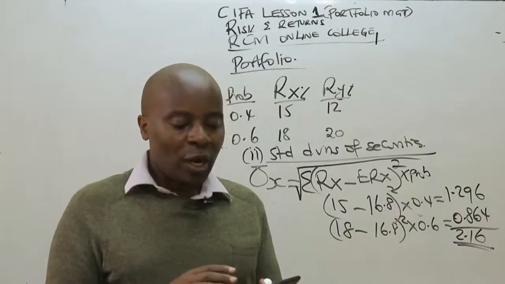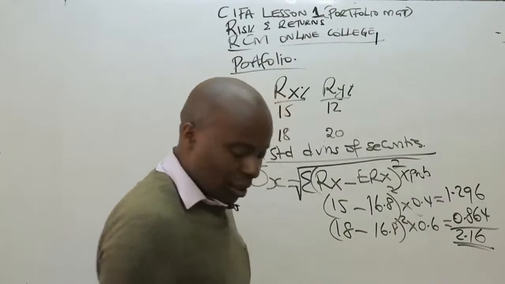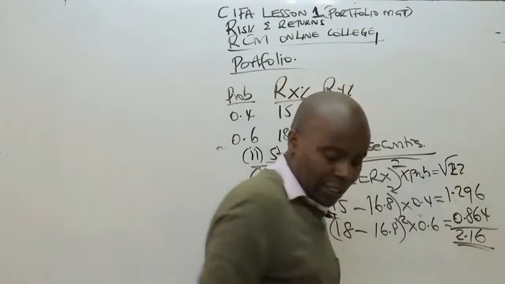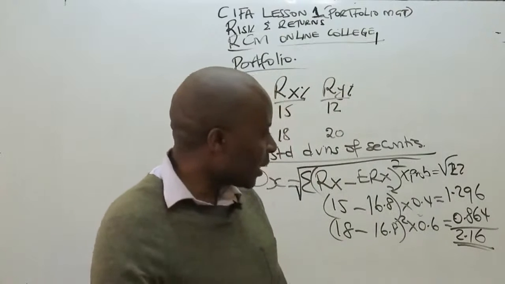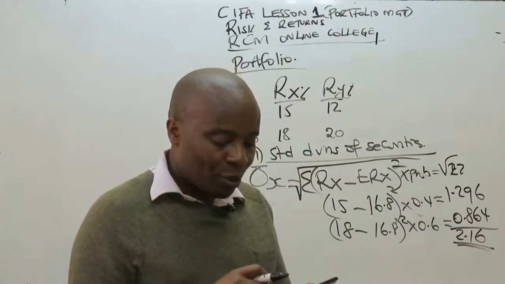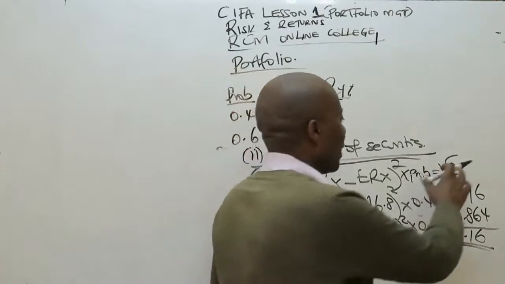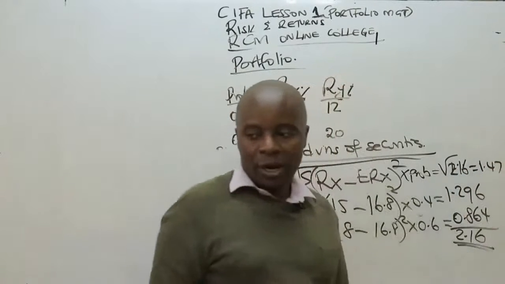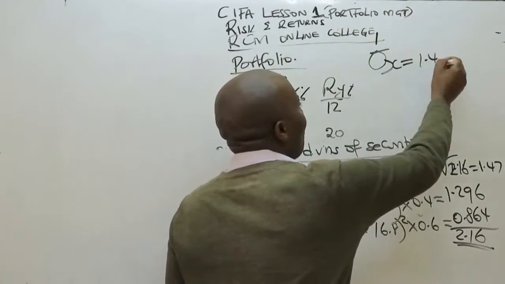So the square root of 2.16, I can see 1.47. Let me check again. It's supposed to be 2.16. Square root of 2.16, yeah, it's 1.47. I'll have to save this thing somewhere. Standard deviation of x is 1.47.